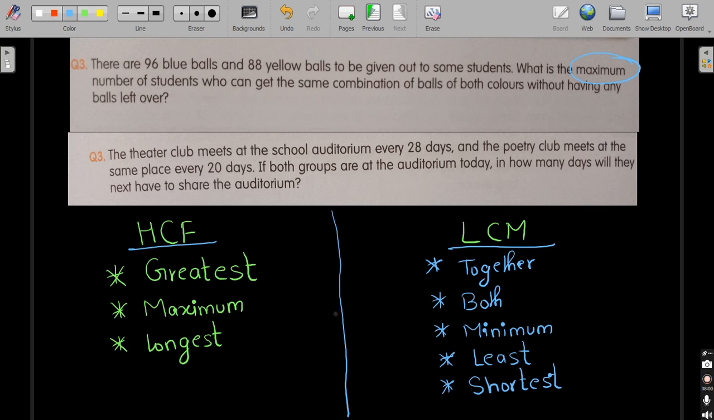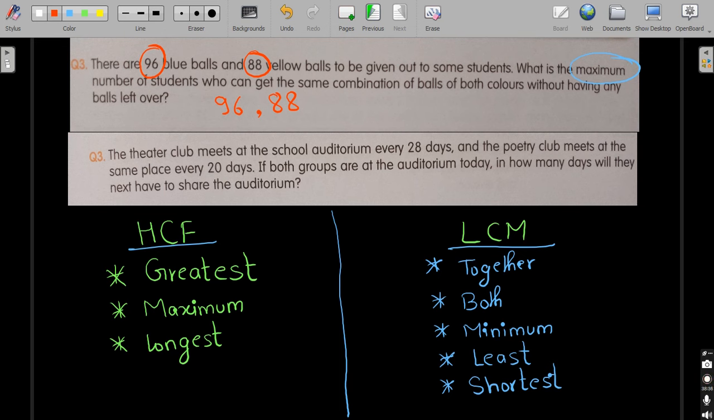These are all the keywords by which you can easily understand whether in my question I need to do HCF or LCM. So here in the question, maximum is given. Maximum means I should do HCF. For HCF, what are the numbers? The numbers are already mentioned here. The first one is 96, the second is 88. So 96 and next is 88. Now for these two numbers, we have already learned three methods. Any method you can apply and you will get the answer.